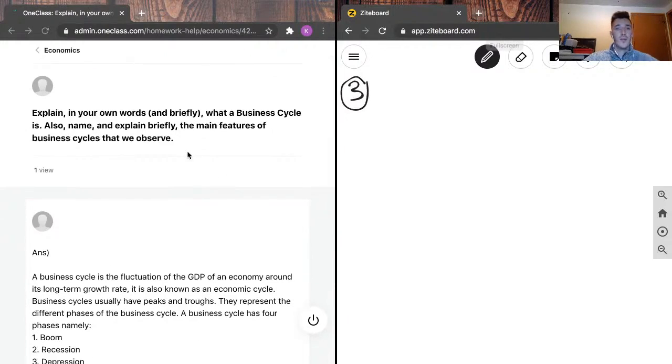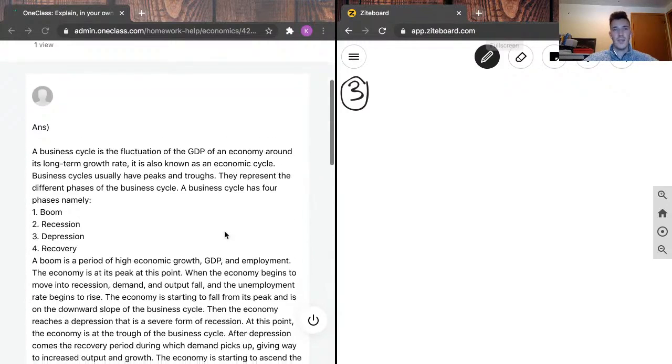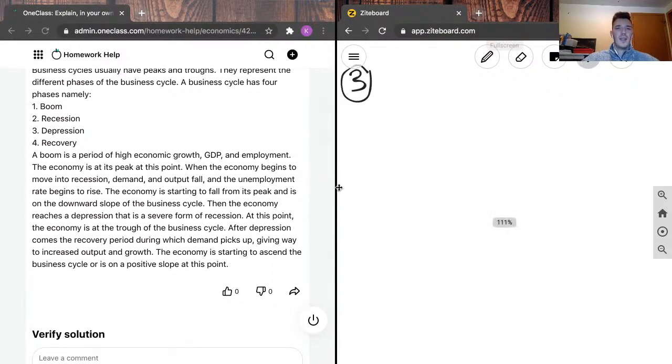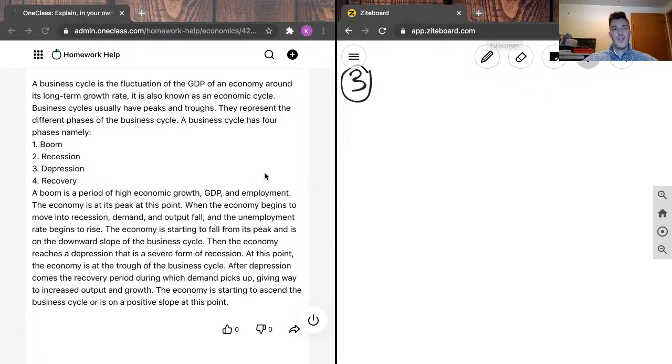Explain in your own words what a business cycle is. Also, name and explain briefly the main features of business cycles that we observe. So a business cycle is the fluctuation of the GDP of an economy around its long-term growth rate. It's also known as an economic cycle.